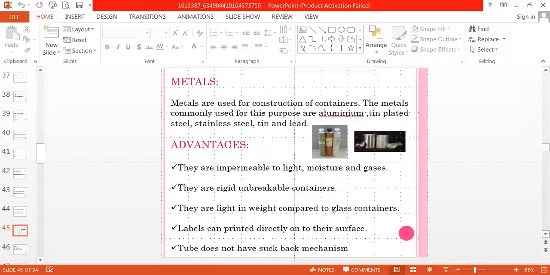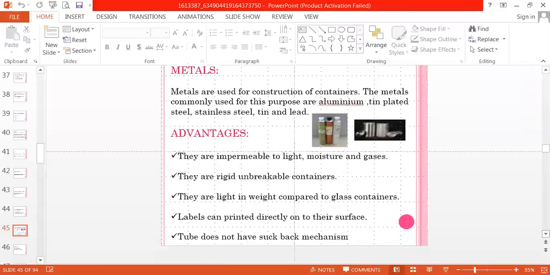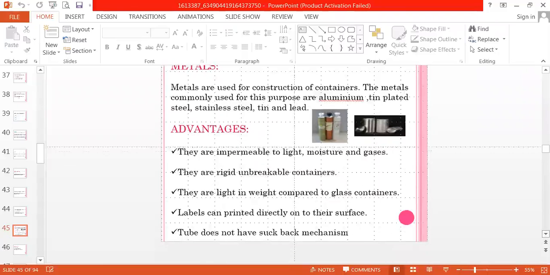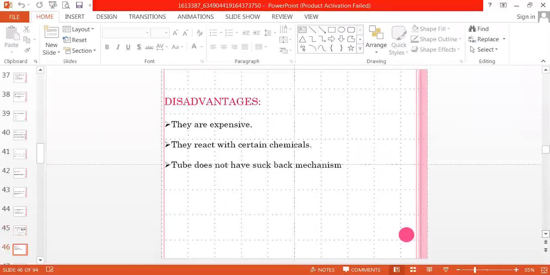As well as, the metallic tubes do not have any kind of sorption or leaching type of mechanism, so they are safe compared to plastics. Now, disadvantages of the metals. The disadvantages include that metallic containers are expensive compared to plastics as well as glass.